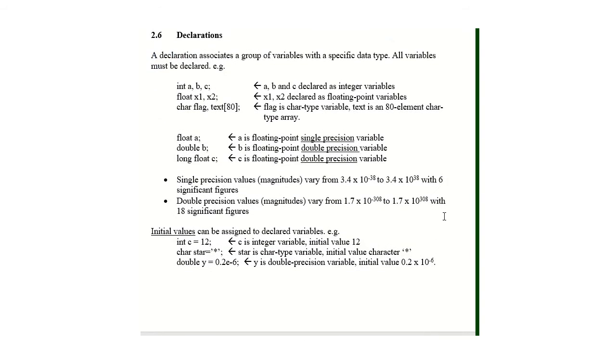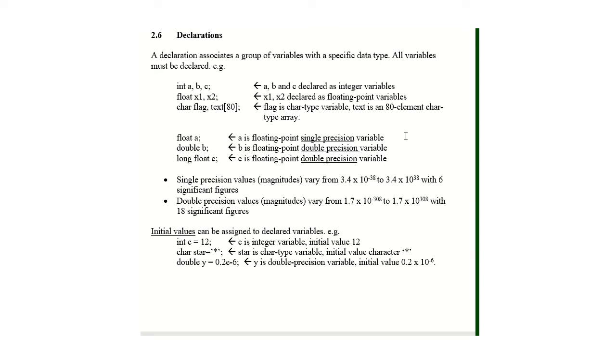Declarations. A declaration will associate a group of variables with a specific data type. In C, all variables must be declared. Here we have A, B, C declared as integer variables. Next, S1, S2 declared as floating point variables. Flag is declared as a character variable, whereas text is a character array variable. Normally we just drop the word variable, we just say character array, size 80.